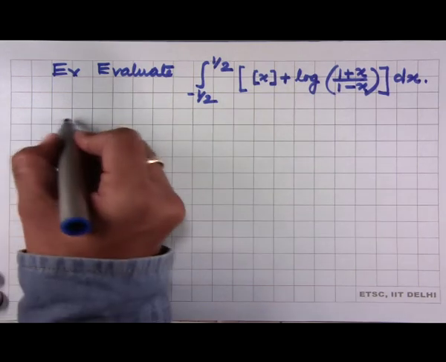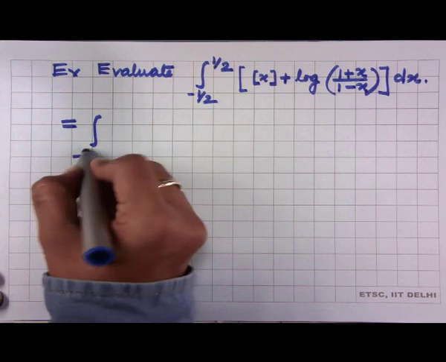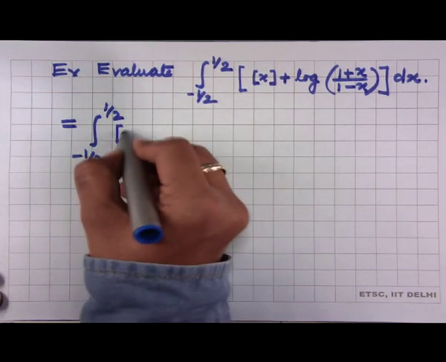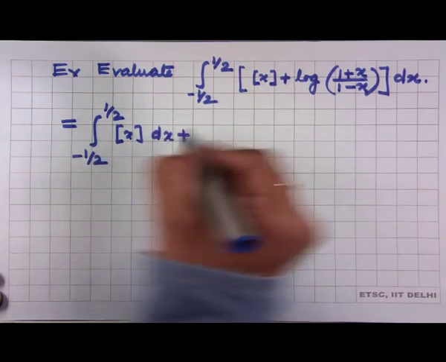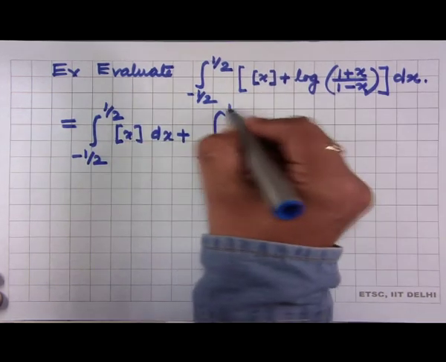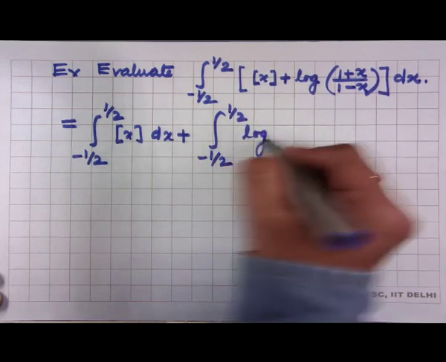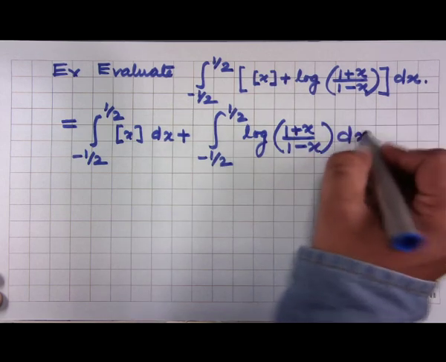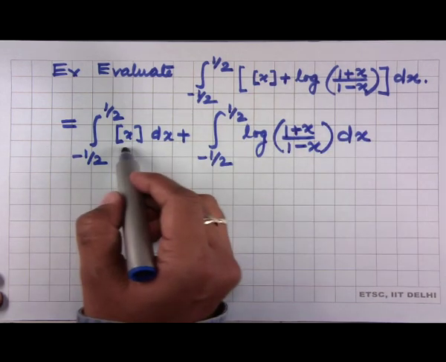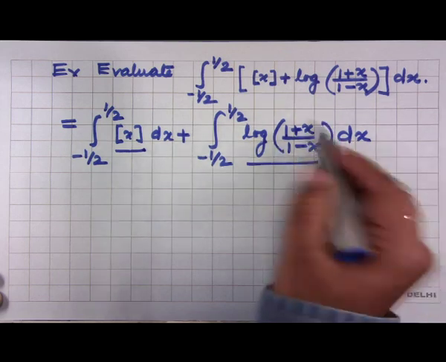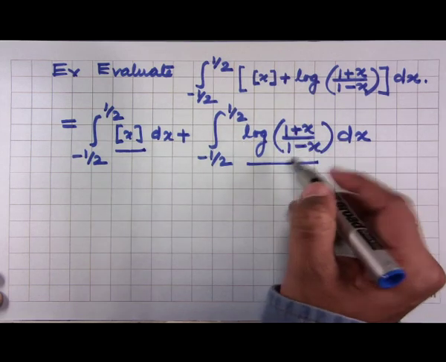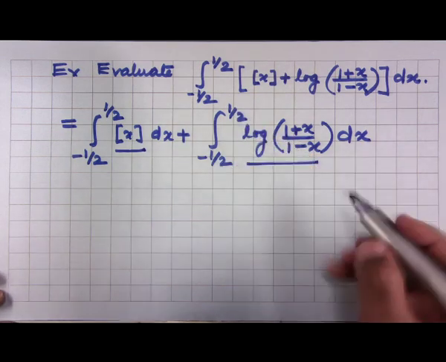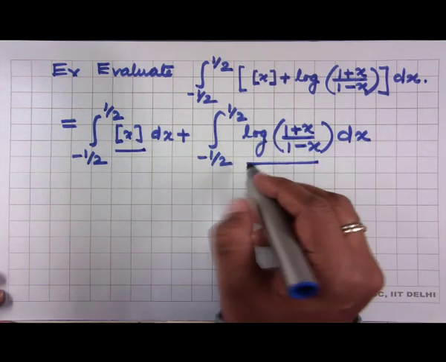So let us write the integral as... it seems very complicated because we have very heavy functions here: the greatest integer function, and a logarithmic function whose input argument is (1 plus x) upon (1 minus x). But you see the interval is of the form minus half to half, which can be related with even and odd functions.